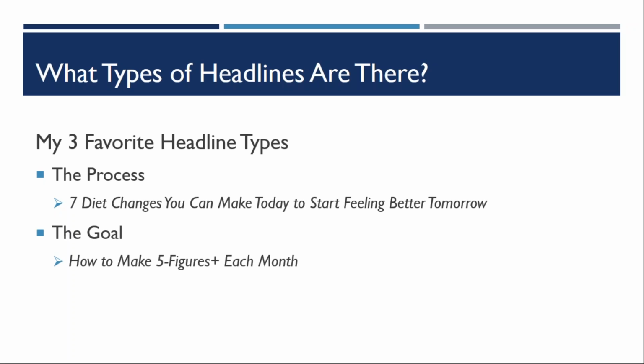The next type of headline is the goal. How to make 5 figures plus each month. That is very simple. How-to headlines are very effective, especially if you get detailed in the solutions that you're offering after you say the how-to. So you don't want to be too vague after the how-to. You want to be as specific as possible.